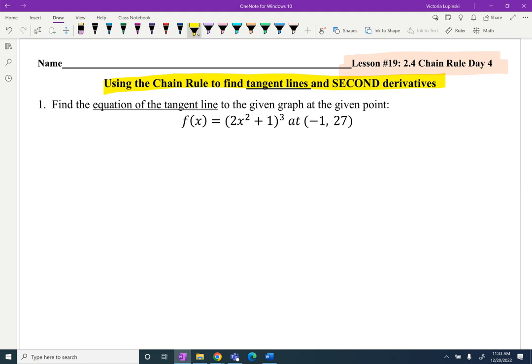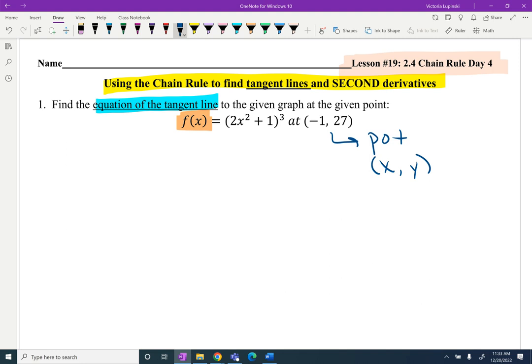So first, find the equation of the tangent line. We know how to do that. It's just been a minute. To the given graph at the given point. So here is my f of x. When I give you this ordered pair, I am giving you the POT. That means I am giving you the x comma y. If you wanted to confirm that that was the POT, everywhere there's an x, put a 1 or a negative 1, calculate, and you should in fact get that the y value is 27.